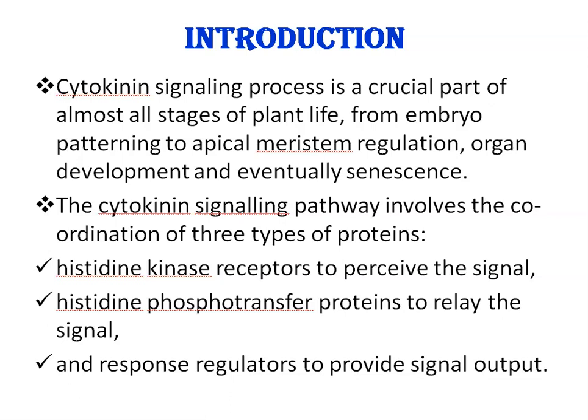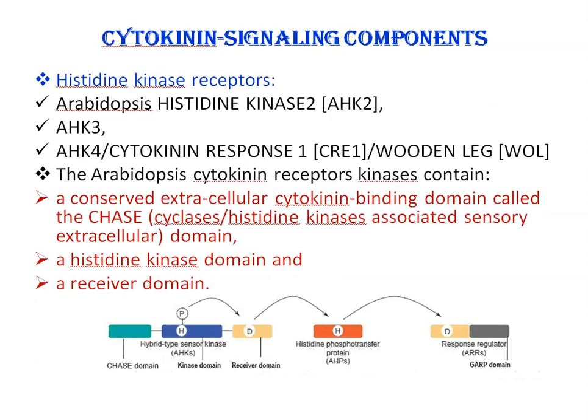Although much is known about how this cytokinin signal is perceived and initially regulated, there are still many avenues that need to be explored before the role of cytokinin in the control of plant process is fully understood. We'll start with the cytokinin signaling components. So first is histidine kinase receptors. Histidine kinase receptors to perceive signal, right?